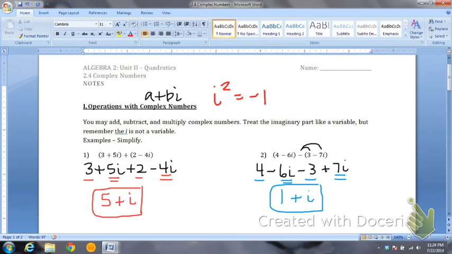Now question, is it the same to say i plus 1? Is that the same? Well, would you agree that 2 plus 3 is the same thing as 3 plus 2, right? So yes, this would also be the same thing. You could say that as well.